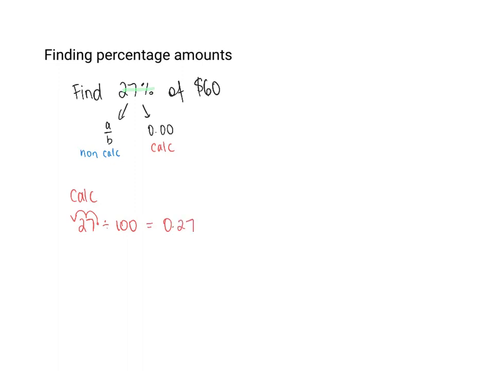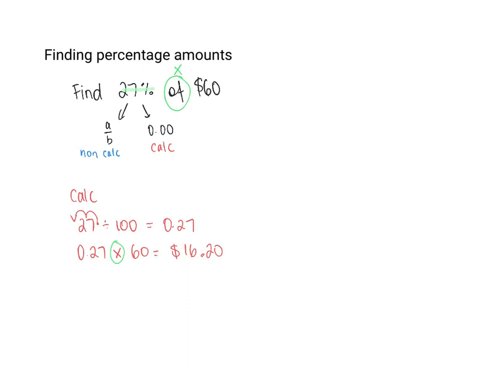Once you've got the decimal equivalent, you would do 0.27 times 60, remembering that of means times in maths. So if it says 27% of $60, you're thinking 27% times 60. Okay, so recognizing that times, that would give you $16.20. So 27% of $60 is $16.20. Don't forget your units. They're silly little marks that can add up a lot in an exam situation.